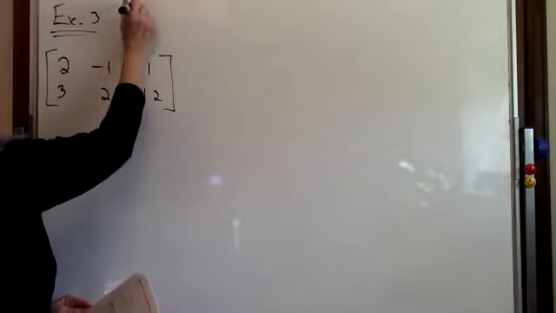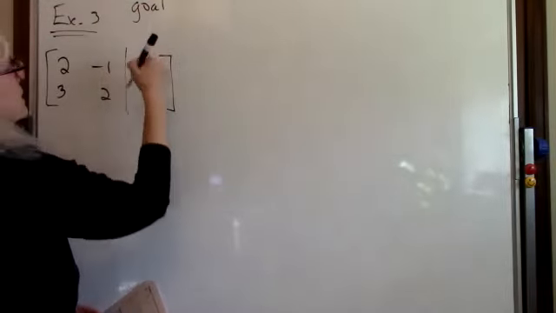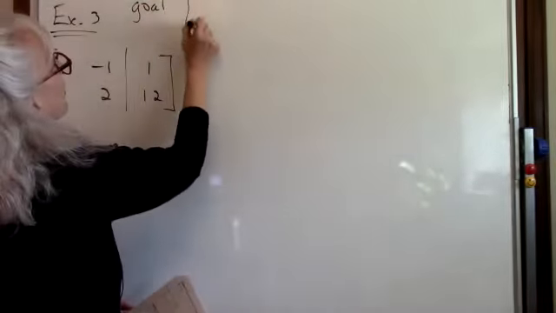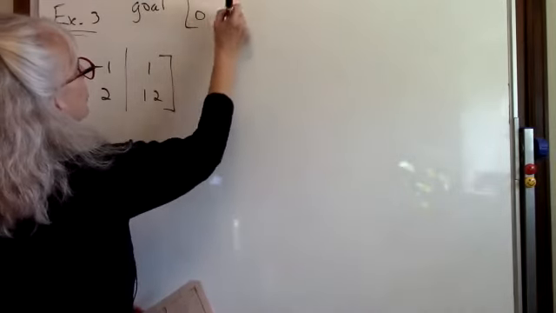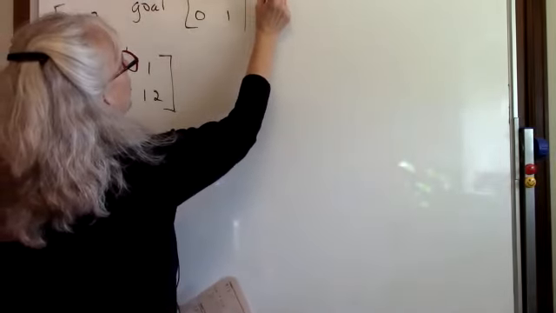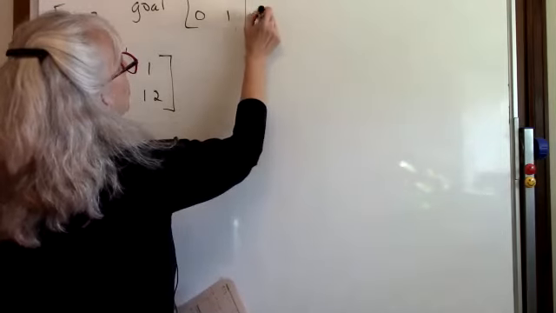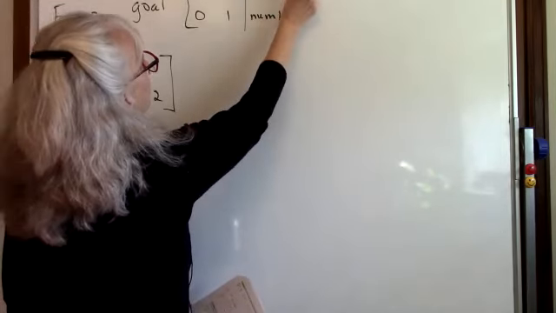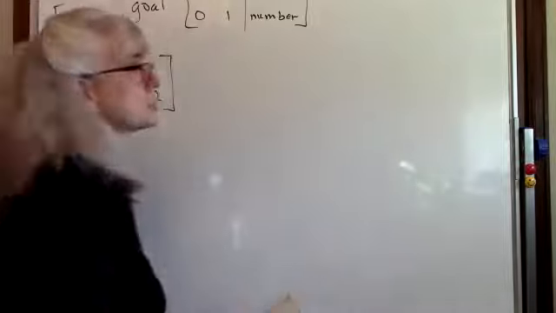So again, our goal is to make this matrix look like this. So 1, 0, 0, 1, and then over here we'll have a number and some other number. We just don't know what they are, but when we get them, they'll be our solutions.